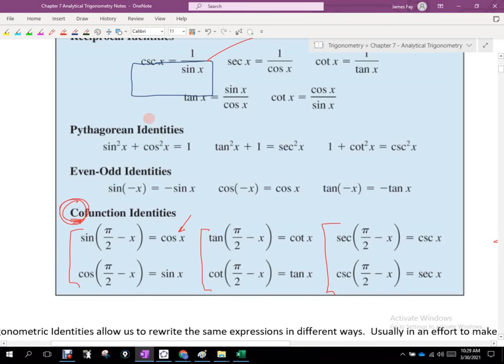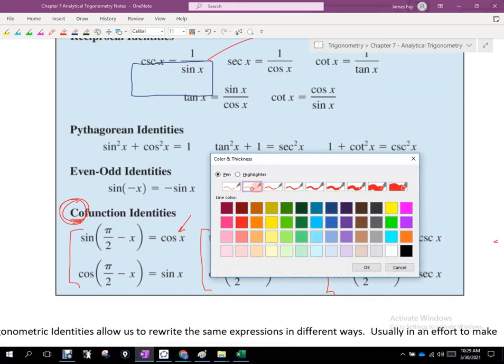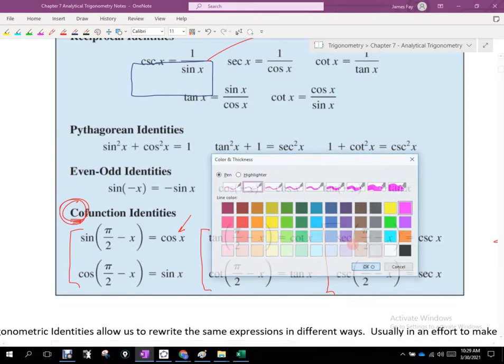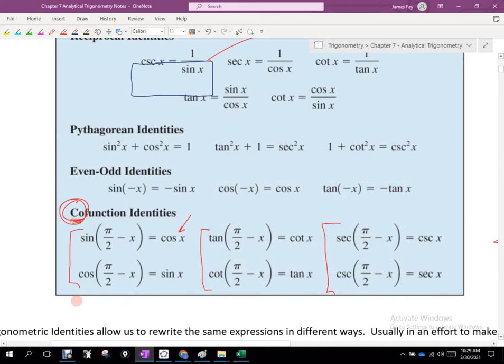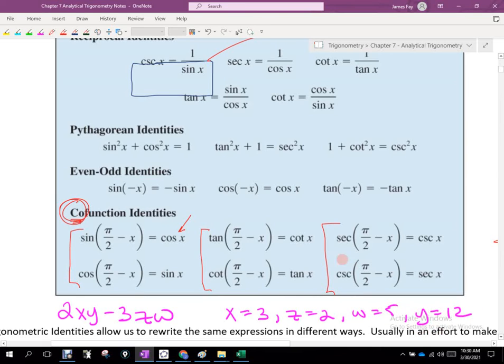You guys remember, and just to make a little bit of a comparison to what we're going to do here and what we have done, probably the second, third week of Algebra 1, we gave you something like this, 2xy minus 3zw. And we asked you to evaluate that when x was 3, z was 2, w is 5, and y is 12. You could substitute those things in, right, and evaluate that.